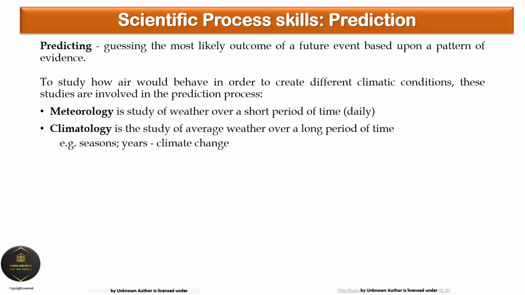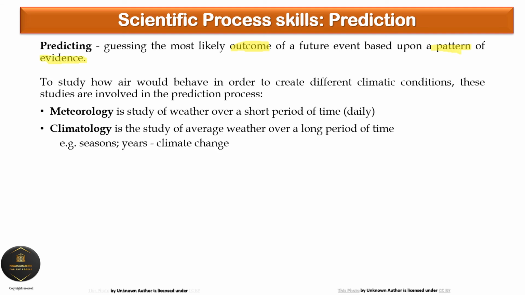And then it takes us to prediction. How does prediction come into the picture? By definition, we say prediction is guessing the most likely outcome of a future event based on what? Based on a pattern of evidence.